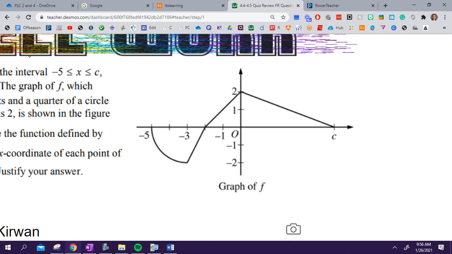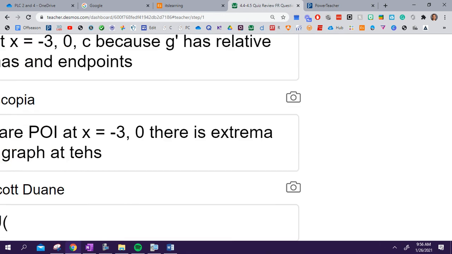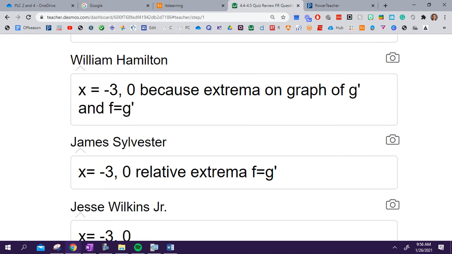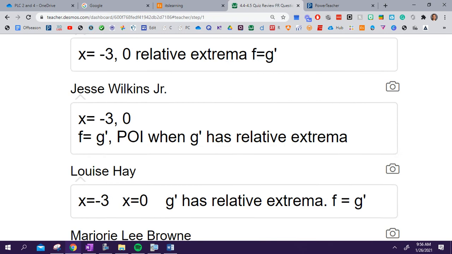Why? Because it has extrema. Points of inflection happen when the derivative has extrema. This is a derivative. Okay. Notice that they linked F and G prime. Okay. This one right here, probably not enough because relative extrema. Well, what has relative extrema? You need to finish that sentence.